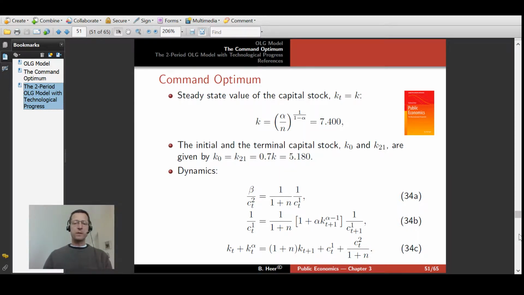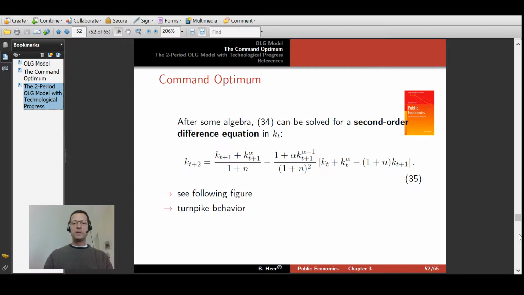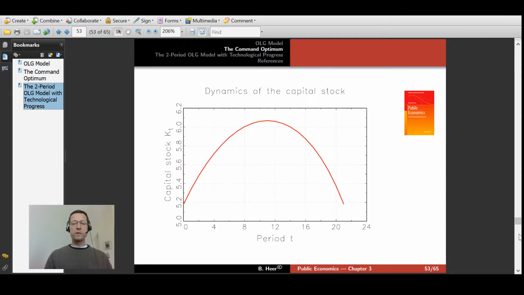5.18. The dynamics of our command optimum are described by the equations 34a through 34c, which can be condensed into a nonlinear equation, a second order difference equation in the capital stock kt. So this equation 35 we would like to solve for initial value k0 and a final value k21, so a two-point boundary value problem. The solution is presented by the figure on slide 53. So we have hump-shaped dynamics of the capital stock over period 0 through 21.